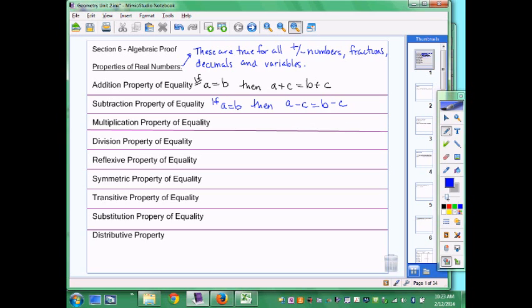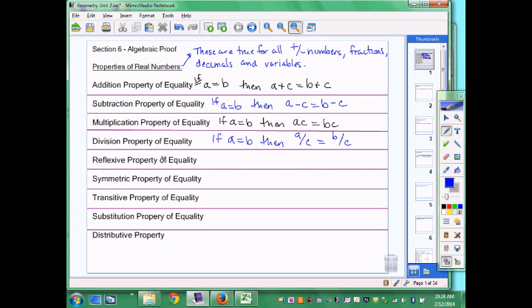Okay. And I can multiply both sides by the same thing and it stays equal. And I can divide both sides by the same thing and it stays equal. So these four properties are all essentially the same idea. I can add, subtract, multiply, or divide, and as long as I do it to both parts, everything will stay equal. This is what we use for solving equations. So you're very familiar with these even if you didn't know what to call them. Okay, so those are the operative properties, right? We perform operations, add, subtract, multiply, or divide.